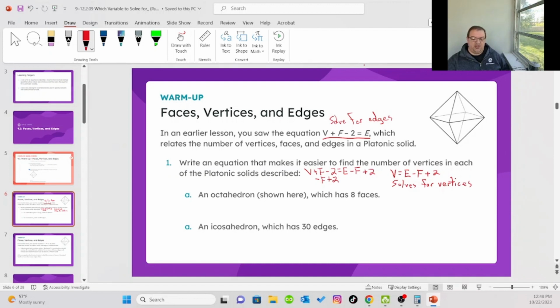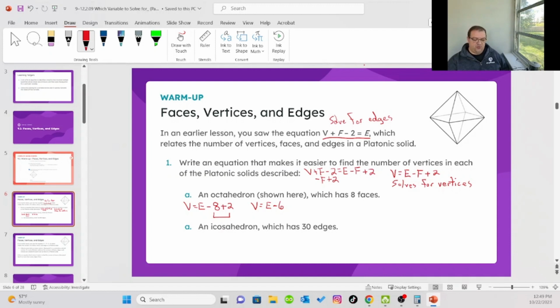Now in each example, they're going to give us one of the missing variables. We're going to substitute that in and simplify. So here we have V equals E minus 8, because there's 8 faces, plus 2. Now I can combine like terms, and this becomes vertices equals edges minus 6. This solves for the number of vertices. I just need someone to tell me how many edges there are.